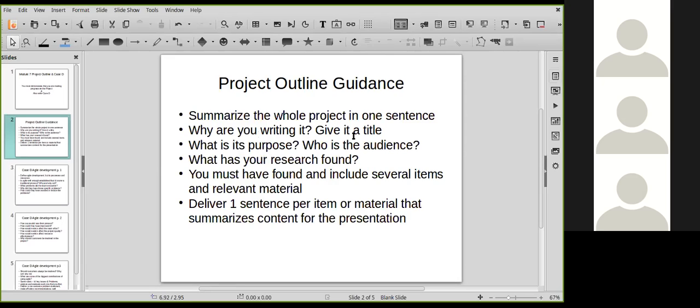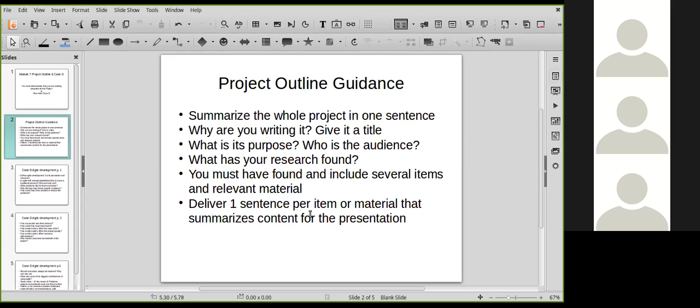Give it a title. Include in your project outline the purpose. It should be like a series of sentences. One sentence, two sentences, three sentences: what is its purpose? Four sentences: who the audience is. Five sentences: what are some of the things that you have found? So it'll be six, seven, eight, nine, ten, however many sentences you have.